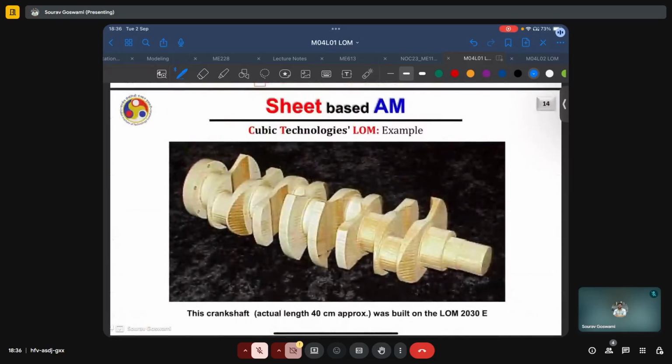Here we have an example of a part which was built using this LOM process. It is the model of a crankshaft with an actual length of approximately 40 centimeters.